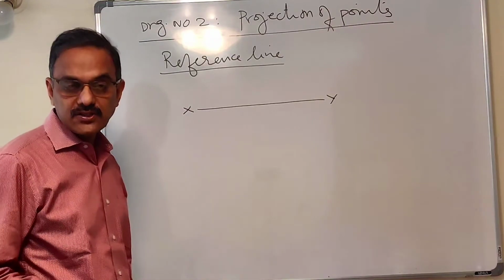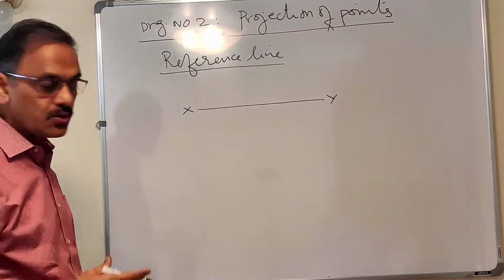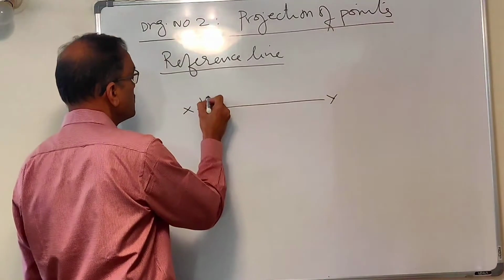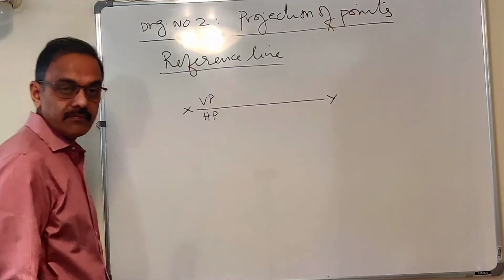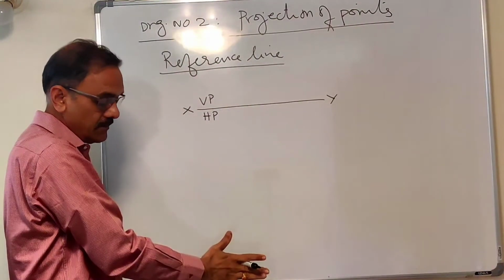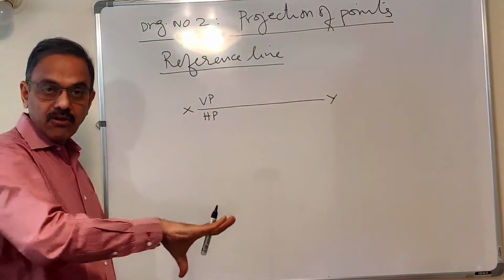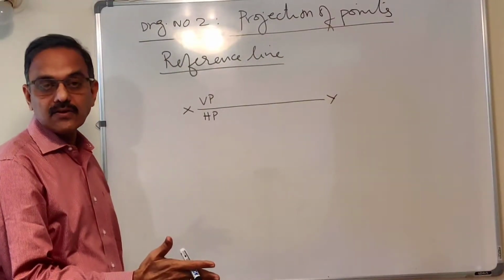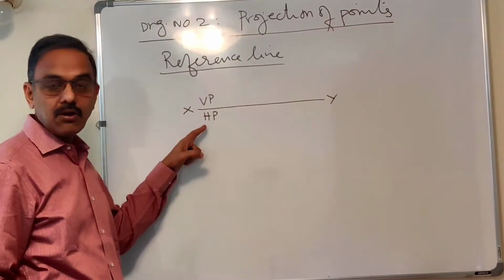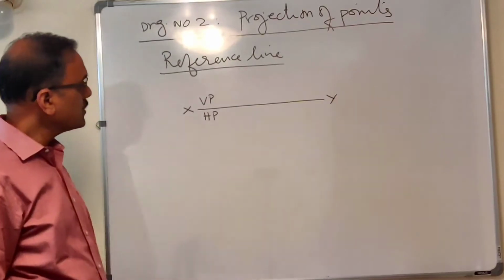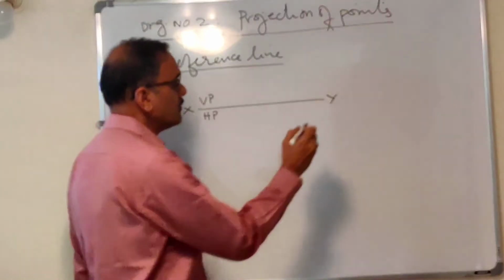If you are following first angle projection, just now I have shown you, this is your VP and this is your HP. This is VP, HP is here. You have imagined it to be rotated in clockwise direction and brought it to the same plane of VP. So HP has gone down. This is the representation of a reference line for first angle projection.